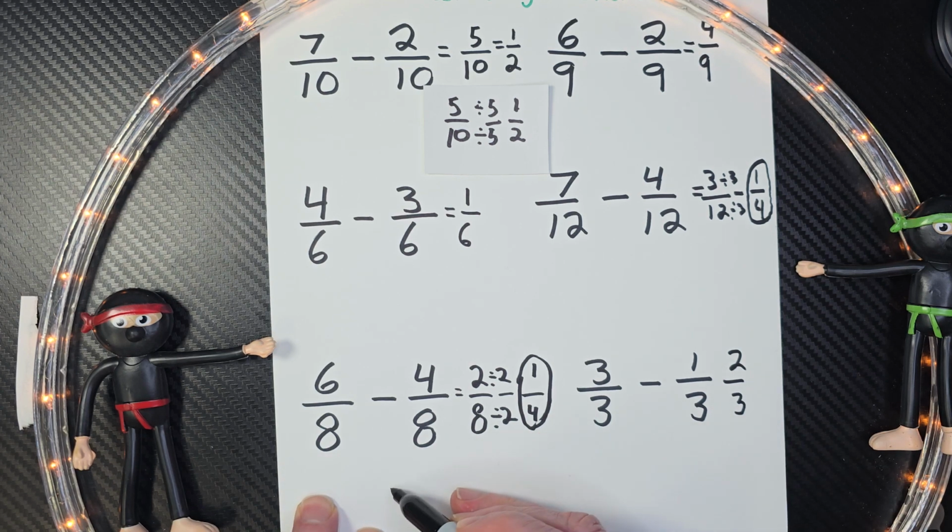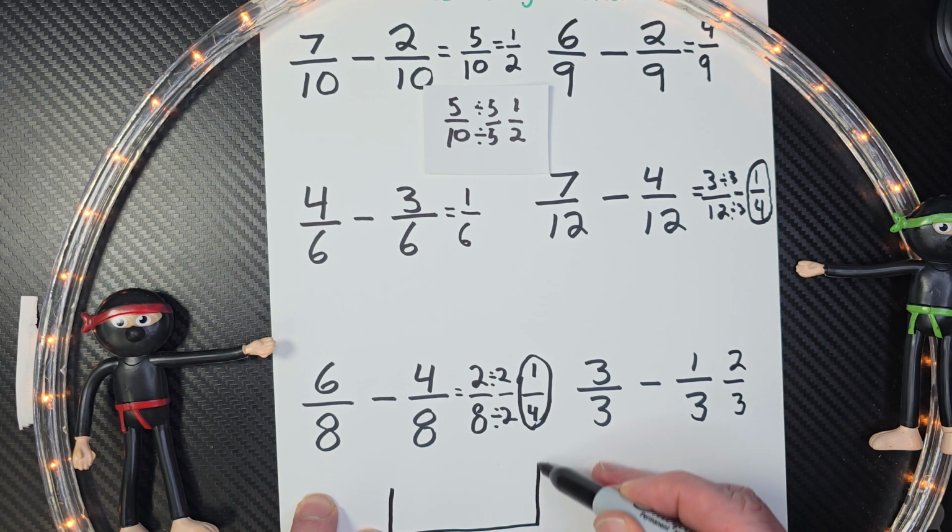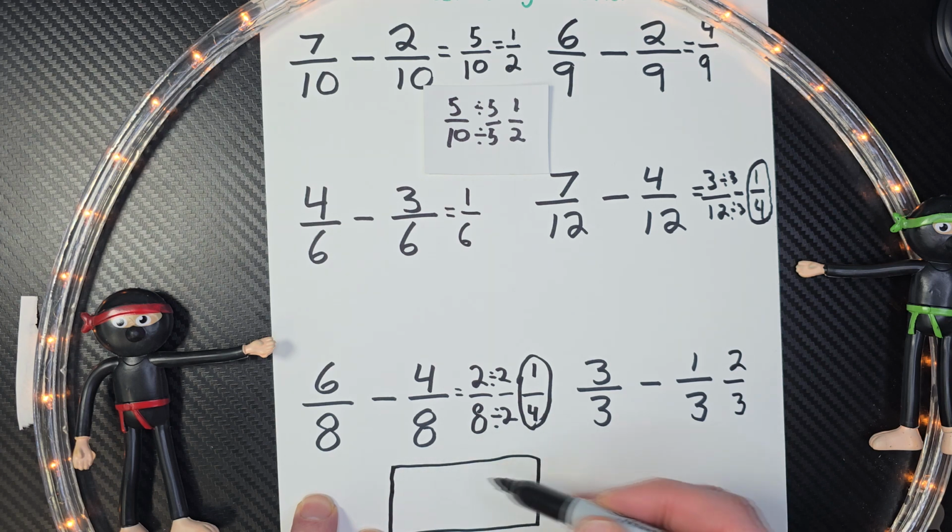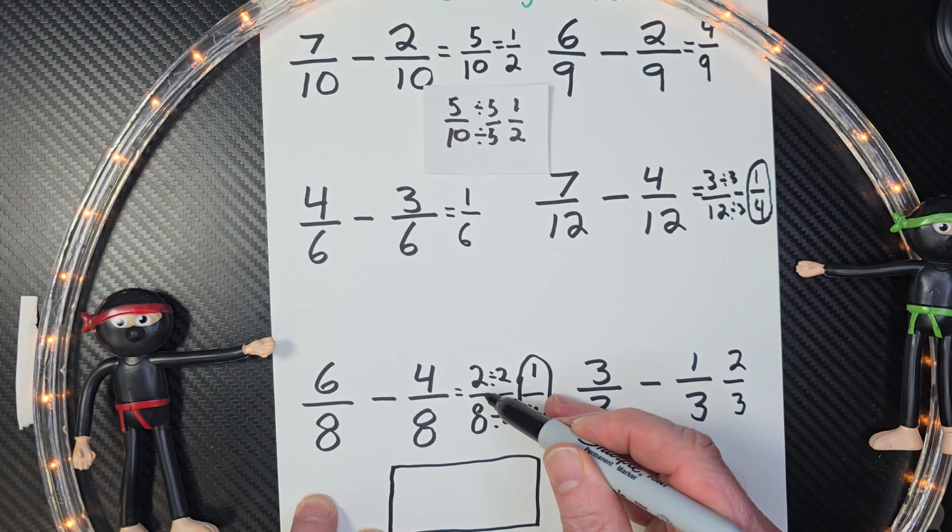So here, I'm just going to do a little candy bar. Oh, I like Hershey's chocolate candy bars. And I'm going to make 2/8.